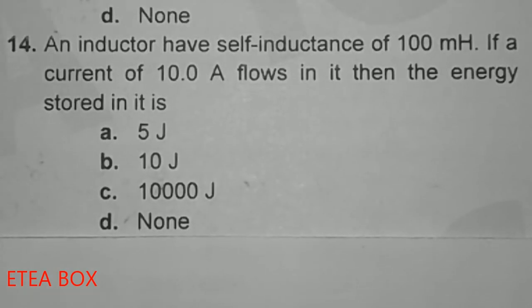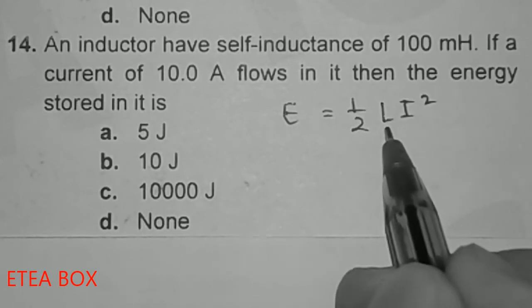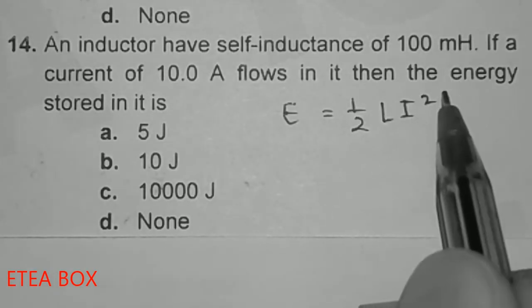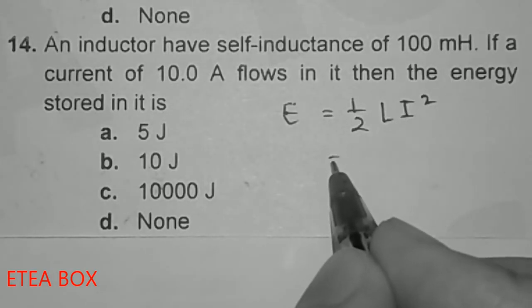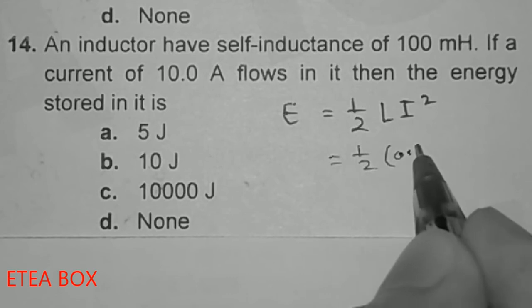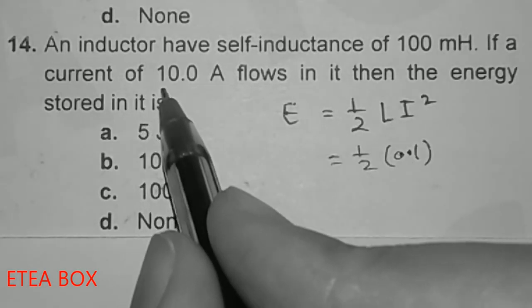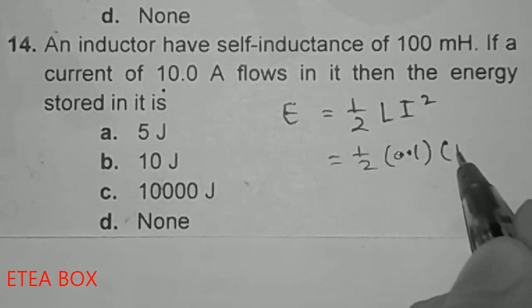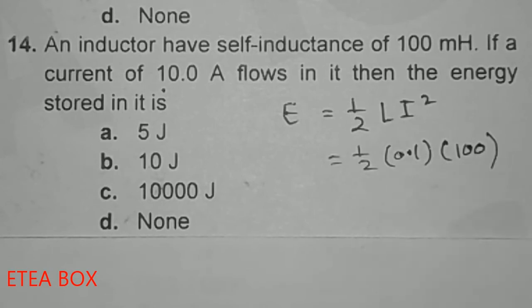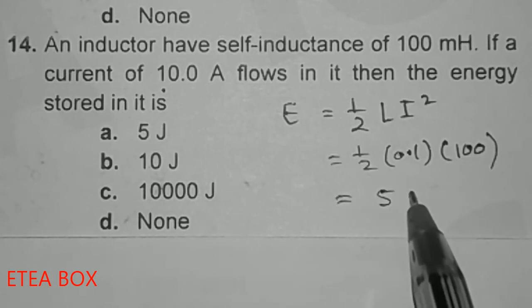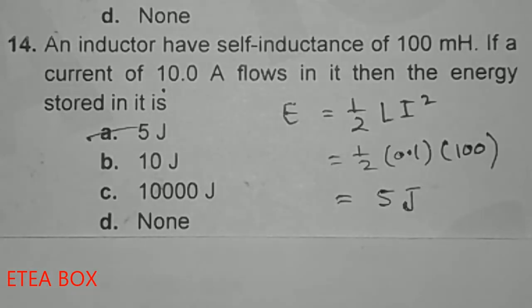An inductor has self-inductance of 100 millihenry. If a current of 10 ampere flows in it, then the energy stored in it is, look, the energy stored in an inductor is 1 over 2 L i square, okay, where L is the 100 millihenry, which is equal to 0.1, and the current is 10 ampere, so 10 tens are 100, so you will get 5 joule, okay. Option A is correct here.